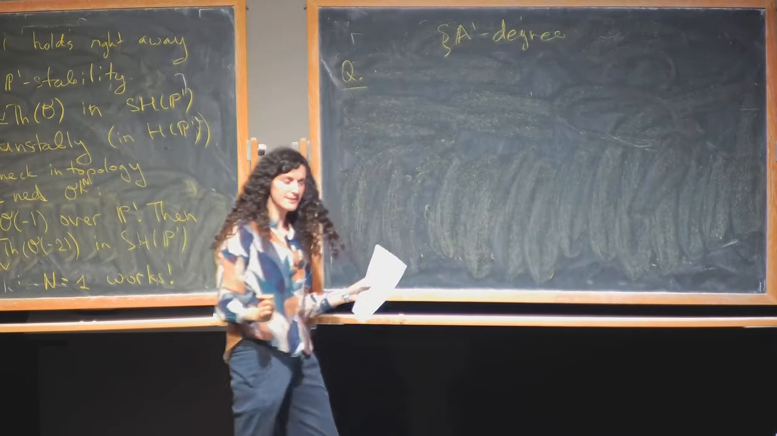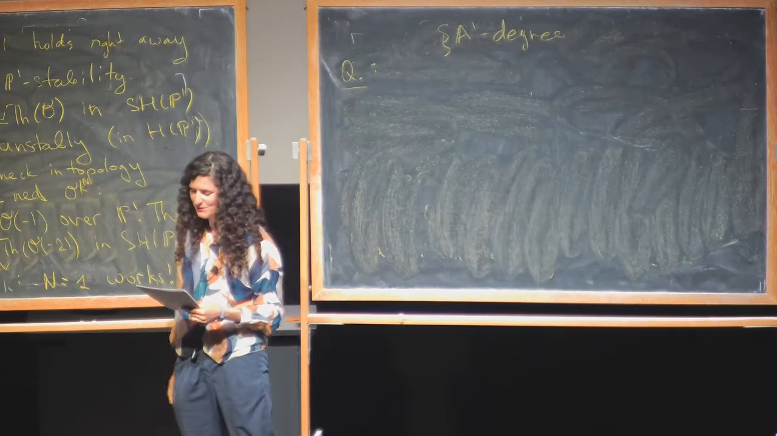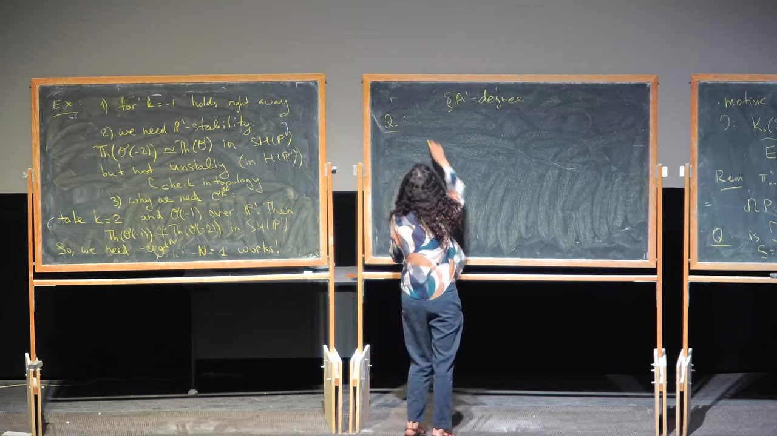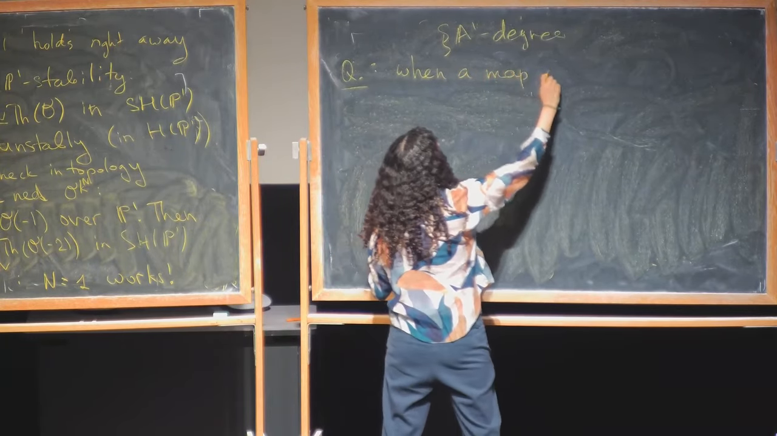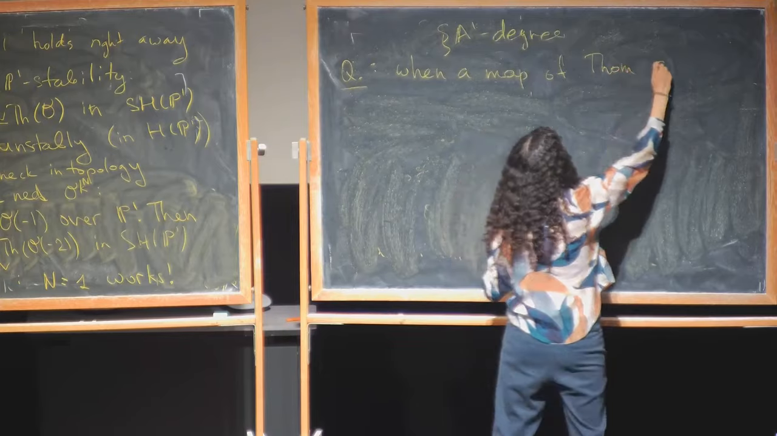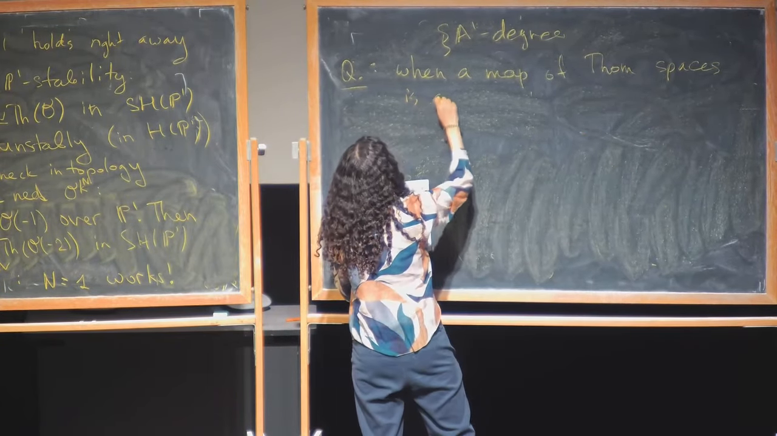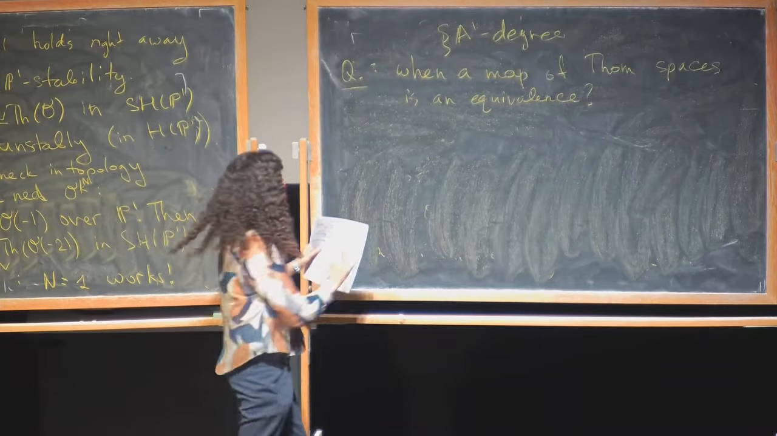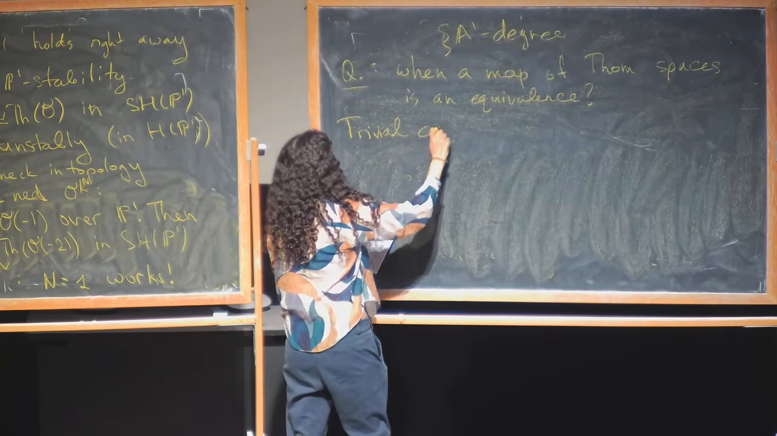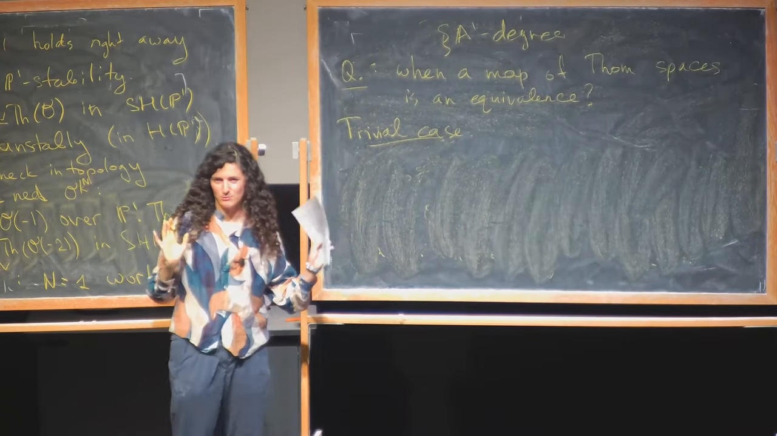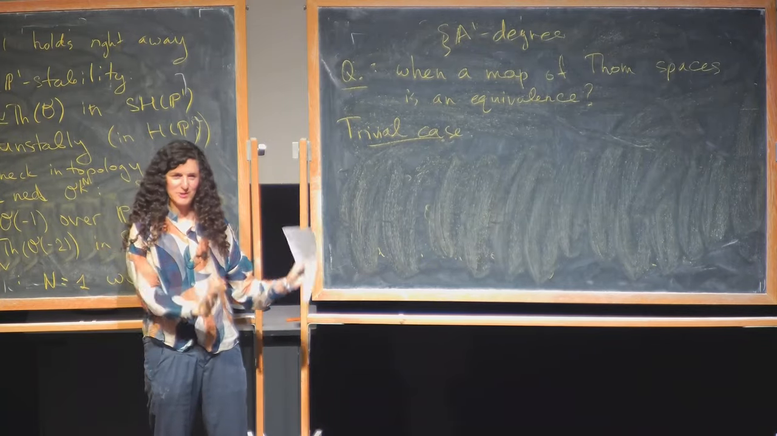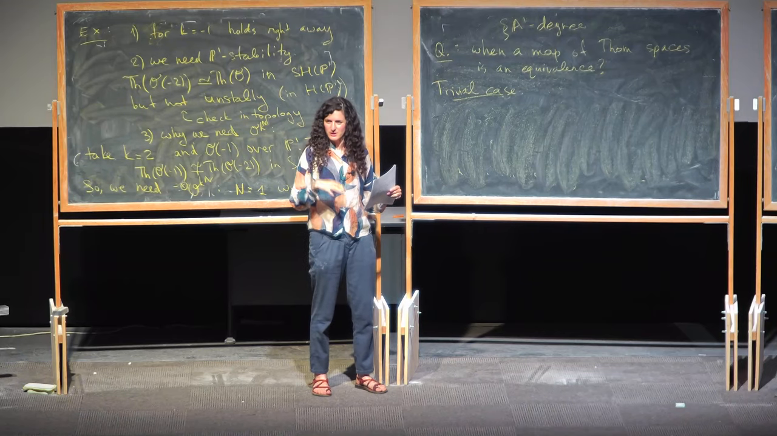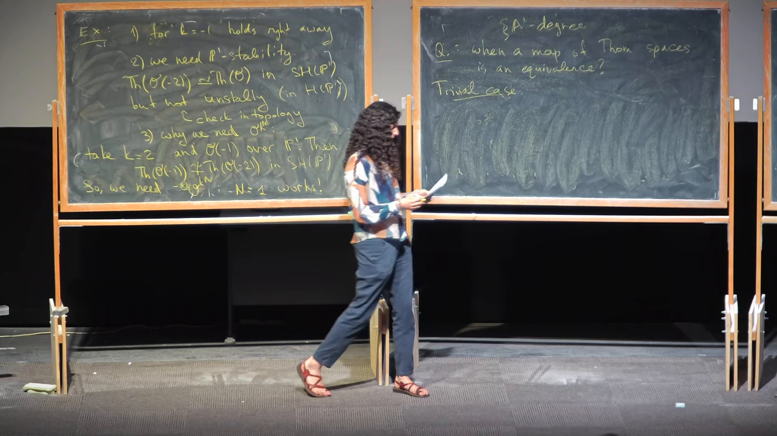So the question that we want to address, given our main theorem that we want to prove, is when a map of Thom spaces, aka a map of spherical vector bundles, is an equivalence. First, the basic case. The trivial case is when you have Thom spaces of trivial bundles of the same rank. So you're just mapping a motivic sphere to itself, and you're wondering when this map is an equivalence. In topology, you look at the map of a sphere to itself, and you ask when that is an isomorphism, and that would be determined by its degree.